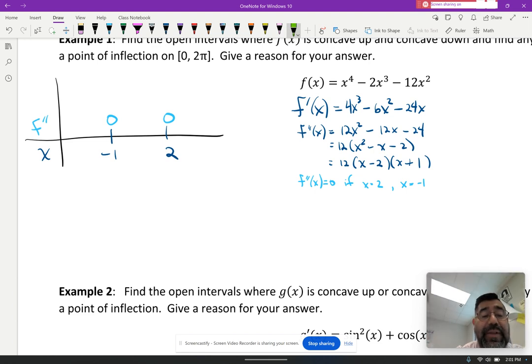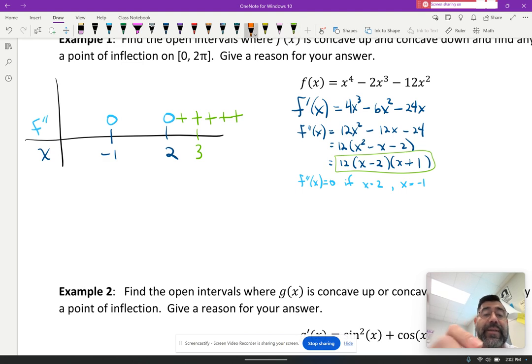So let's pick a number bigger than 2, like 3. I'm going to substitute 3 into the second derivative. If I substitute 3 into the first factor, I'm going to get positive. Substitute 3 into the second factor, I get positive. And positive times a positive 12 is a positive. But I could have picked any point on the right side of 2, so therefore all of these would give me a positive second derivative.